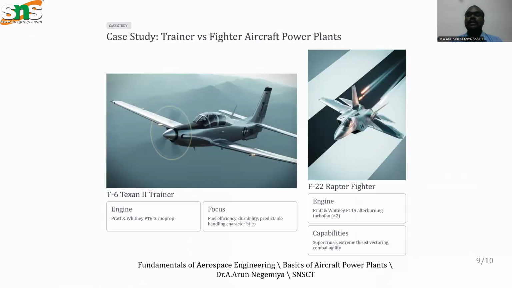Next, I am taking the case study of passenger aircraft versus fighter jet aircraft. In the passenger aircraft, we have used the turboprop engine. In the fighter jet aircraft, we have used turbofan engines. Two turbofan engines can be used for the fighter jet aircraft. The passenger aircraft has subsonic speed only. The fighter aircraft can have supersonic speed.